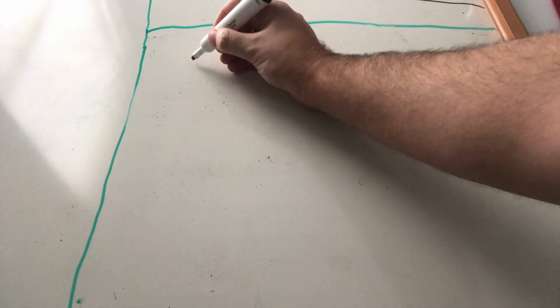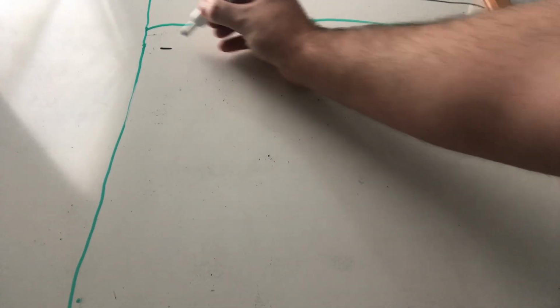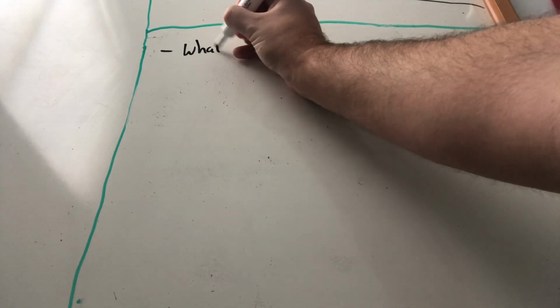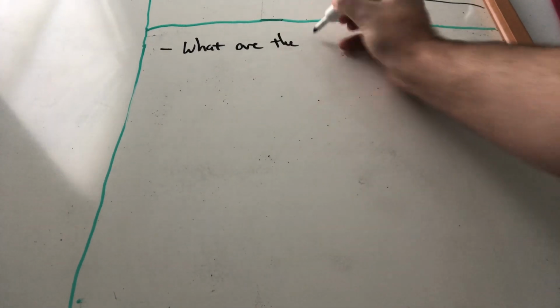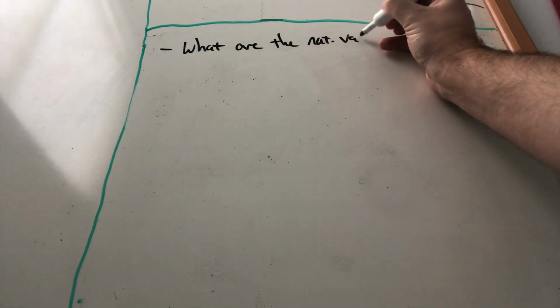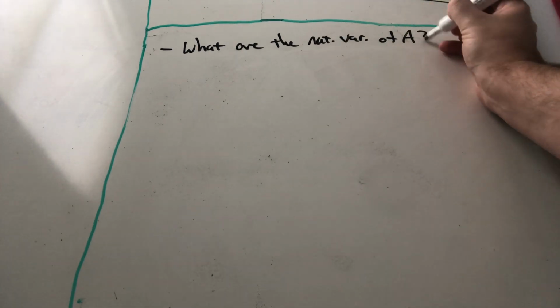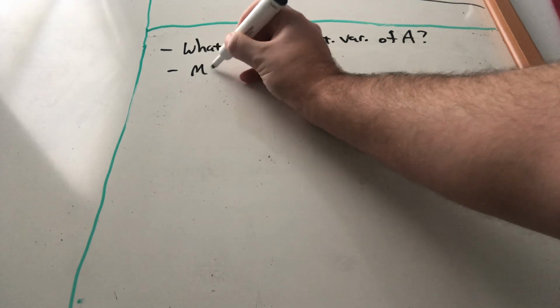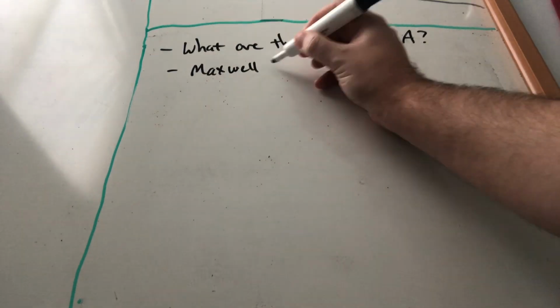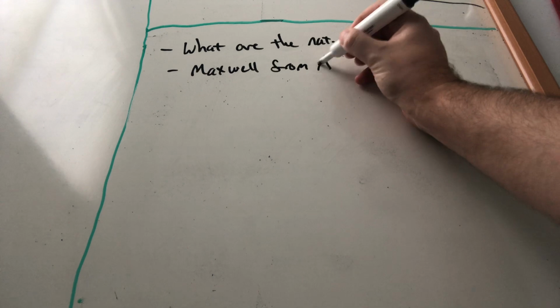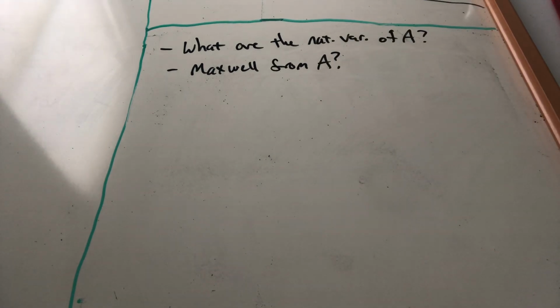So let's pick something like A. A is something we just introduced. Let's ask ourselves, what are the natural variables of A, of Helmholtz energy? And then also, what's the Maxwell relationship that we can get from A? All the Maxwell relationships have the same components, but they're going to look a little bit different. They're all P, V, T, and S, but they're going to be arranged differently in the partial derivatives. So where do we start?